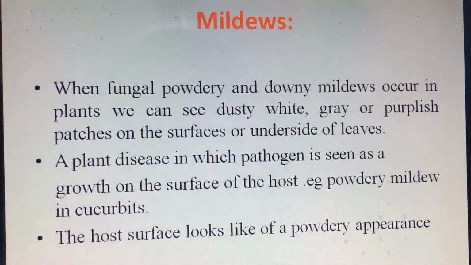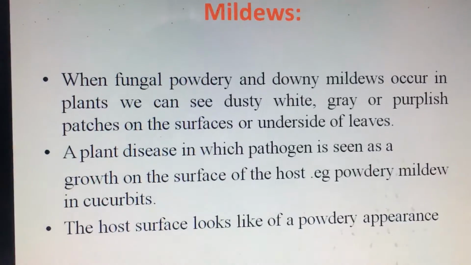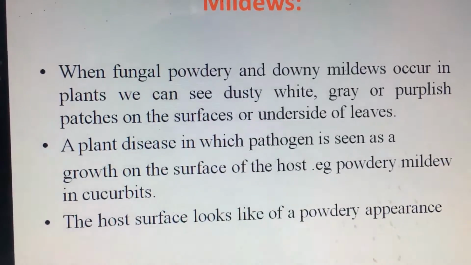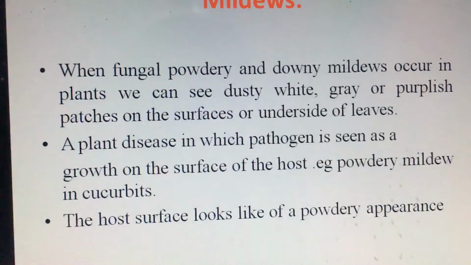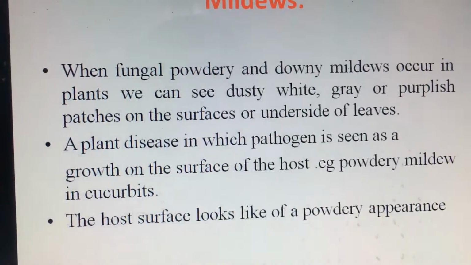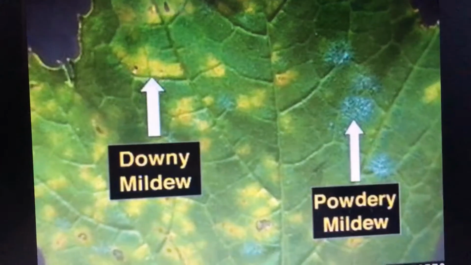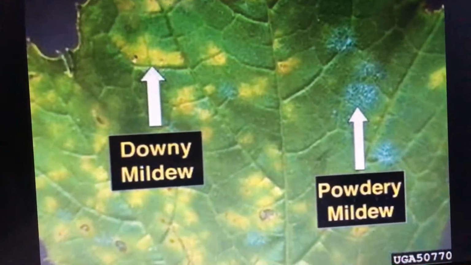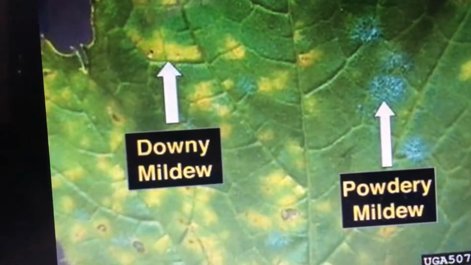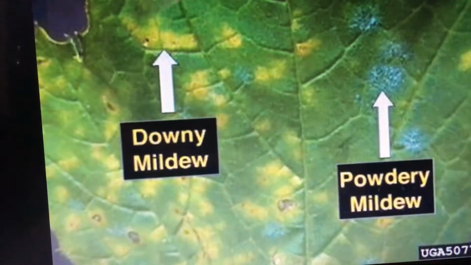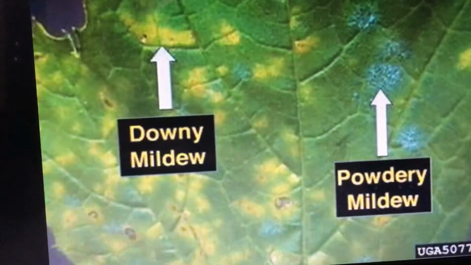A plant disease in which the pathogen is seen as a growth on the surface of the host is called mildew, for example powdery mildew in cucumber and beets. The whole surface has a powdery appearance, and this figure shows the symptoms of the mildew. And here are two types of mildews, that is downy mildew and powdery mildew.